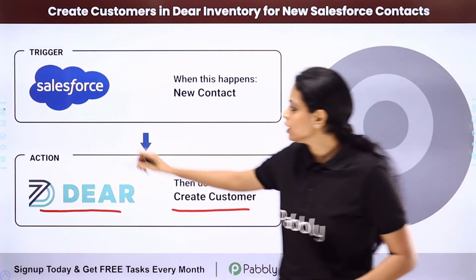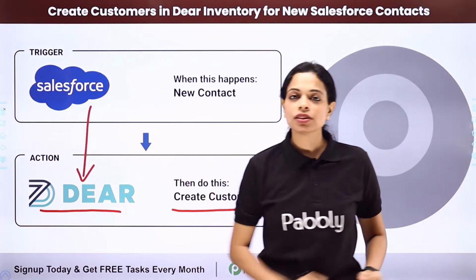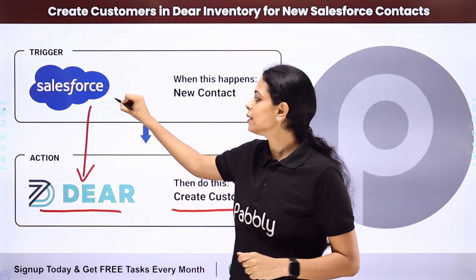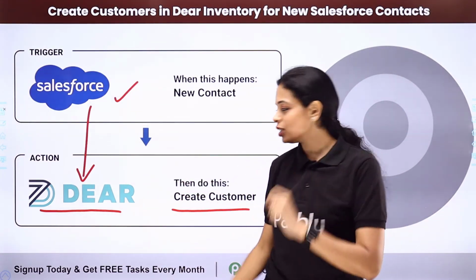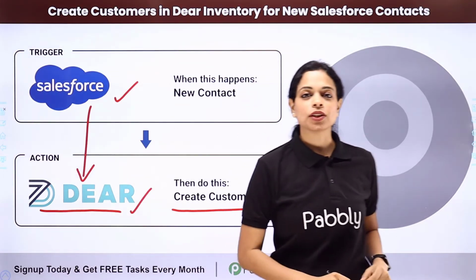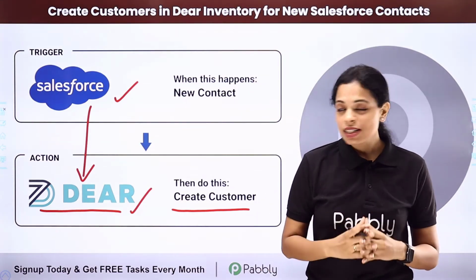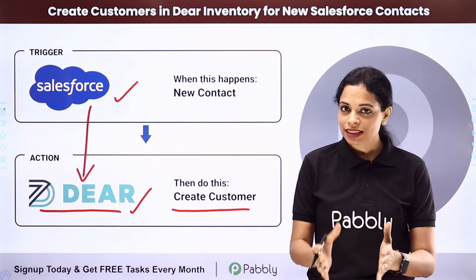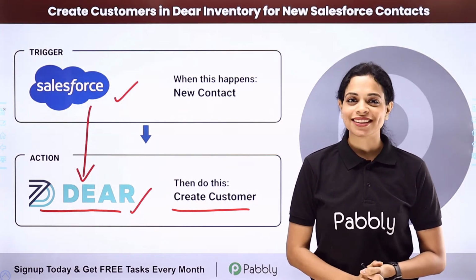For this, you will have to integrate these two applications, and the same can be done using Pabbly Connect software. Here, your trigger application would be Salesforce and your action application would be DEAR inventory. Now, how can you do this yourself and integrate and automate this entire process? To understand that, let me take you to my screen.